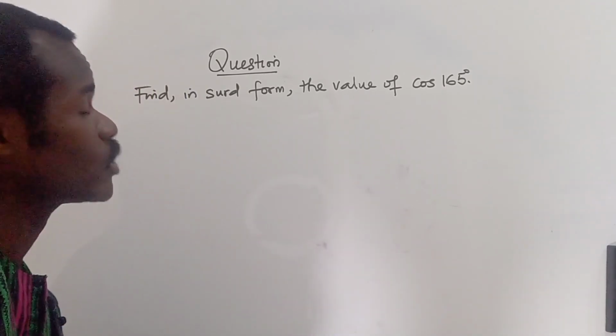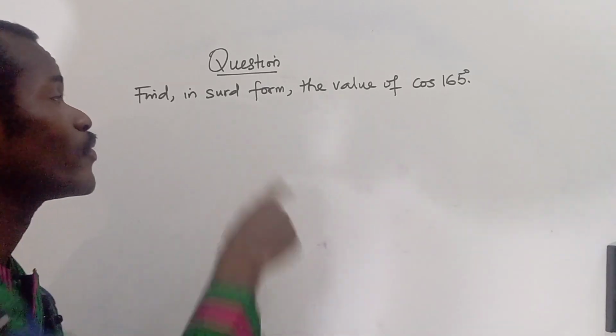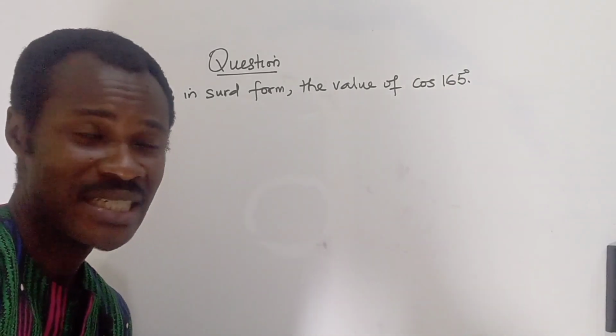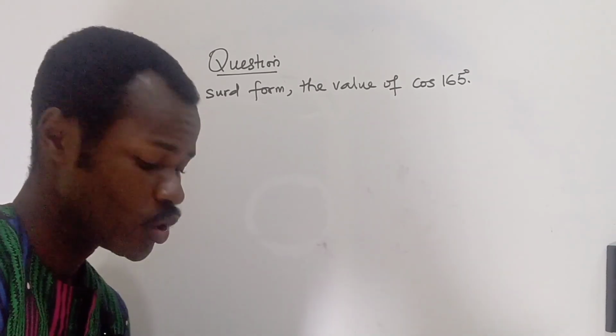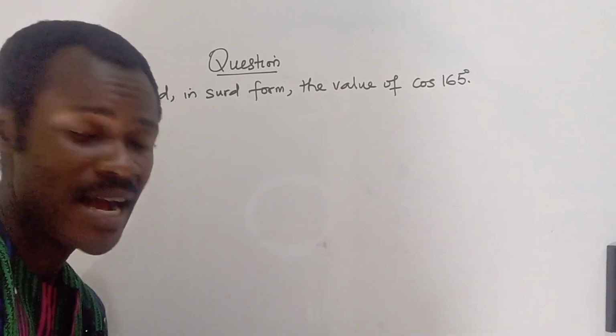Alright, so let's look at today's question. It is on trigonometry, and we are asked to find, in short form, the value of cos 165. Now, when you have questions like this, what you want to think of is special angles.